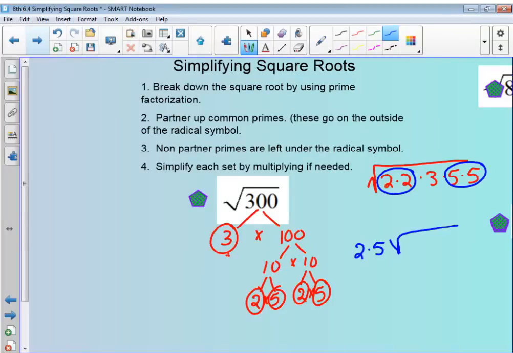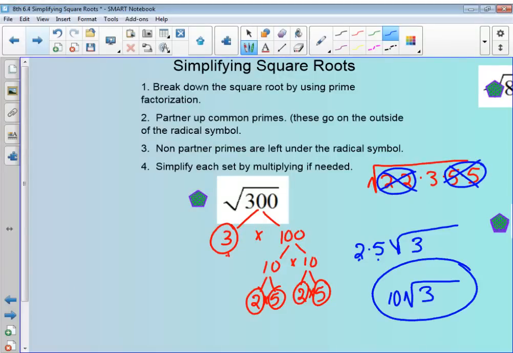And whatever's left over that I didn't partner up, so those are gone and those are gone, I'm gonna leave under that radical symbol, which is a 3. Okay, my next step is to now simplify each set. There's nothing more to simplify with the square root of 3. There's not another number underneath there. 2 times 5 would give me 10. My final answer is 10 times the square root of 3. I keep saying that incorrectly.